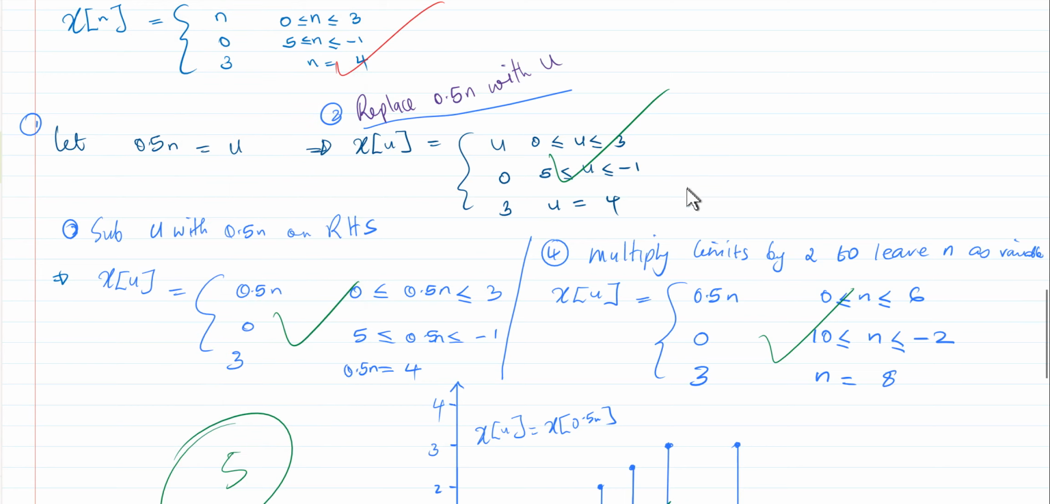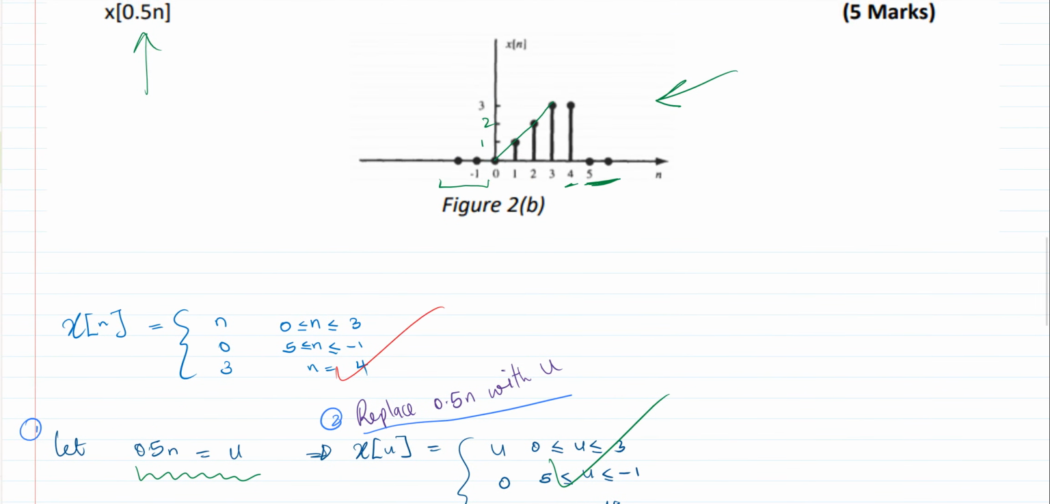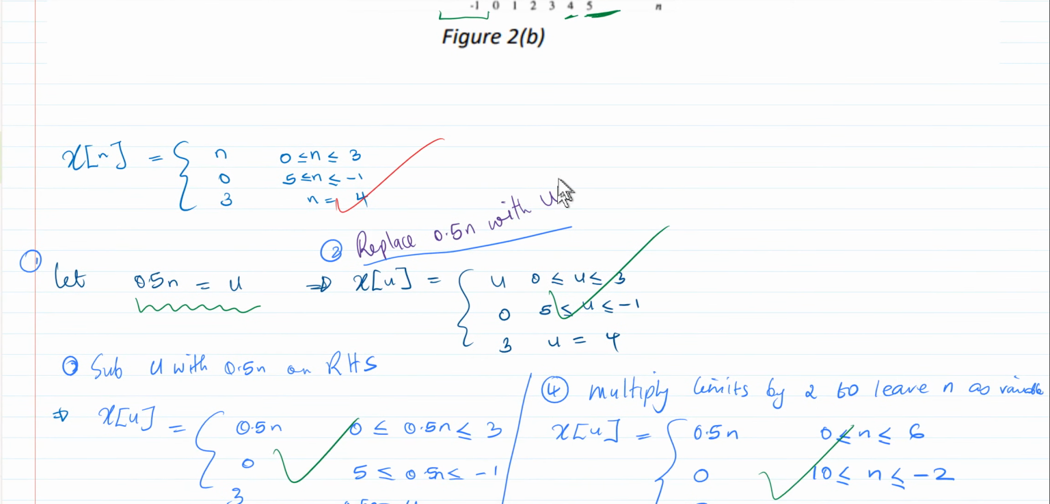So our next step, now that we have expressed this, is to let 0.5 n be equal to u, so that we are going to be evaluating the expression x of 0.5 n, since our function is already x of n. So we say 0.5 n is equal to u. And therefore, our new expression will replace the 0.5 n with u in our equation. The equation that we have defined here, we express it in terms of u now.